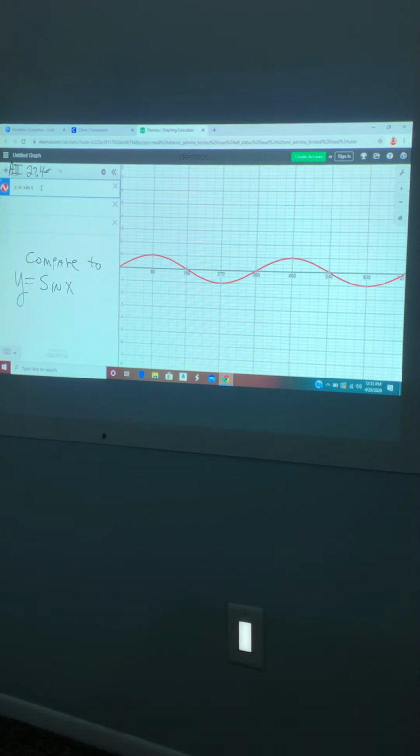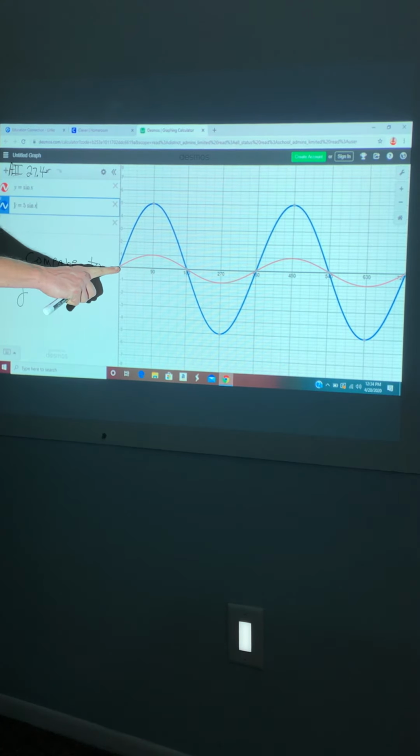Okay, so I'm going to type in the next color, and I want you to guess before it pops up. What would happen if I put a 5 in front of sine of x? So we're going to do y equals 5 sine x. Before I hit that x, take a moment. What would that 5 do? All right, here we go. Oh, very cool. Take a look at that pretty blue graph.